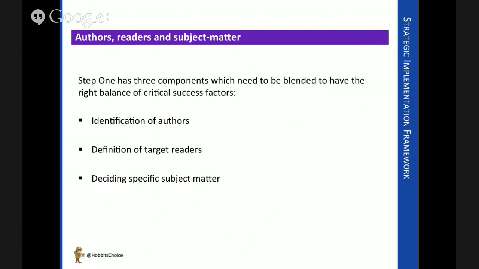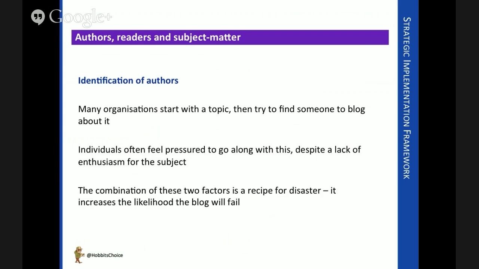Step 1 has 3 elements. I think you need to begin by identifying the authors first. Who's going to actually write and produce the content? In parallel to this, you need to think about the definition of the target readers. Who are they speaking to? And as a result of putting those 2 things together, you'll come up with subject matter that will hopefully be interesting and engaging.